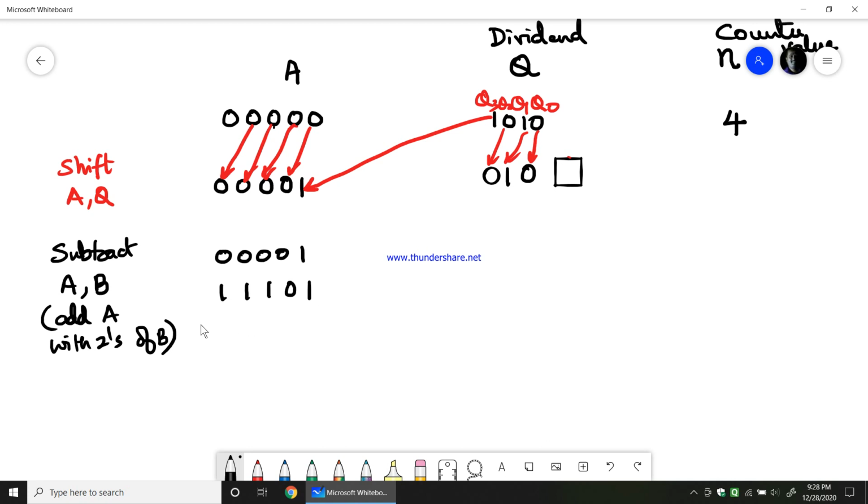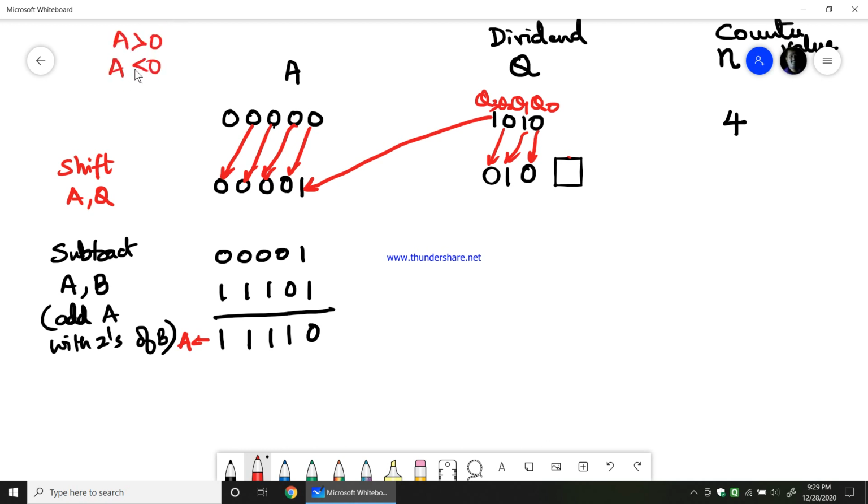So we add these two now. 1 plus 1, 0, 1, 1, 1, 1. So this is the content which we have got. And now the next process is we are going to find out whether a is greater than 0 or less than 0. The value after subtraction will get stored back to a. Now we'll see the content of a, whether it is greater than 0 or less than 0.